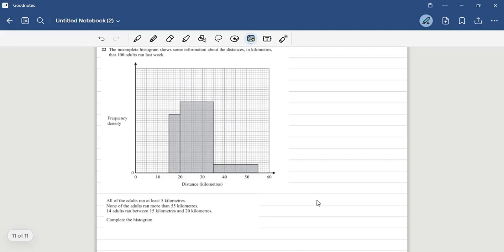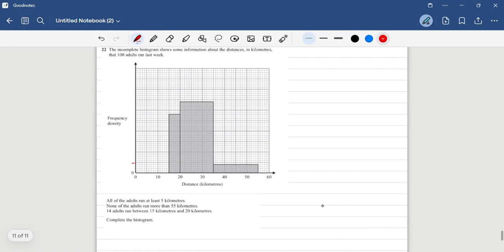Let's look at this question. This is question 22. An incomplete histogram shows some information about the distance in kilometers that 100 adults ran last week. Okay, we have many mystery points here. The first thing: what does each square here represent? I have no idea what each square represents, but he will give you information, like a key, to figure out what each square represents here.